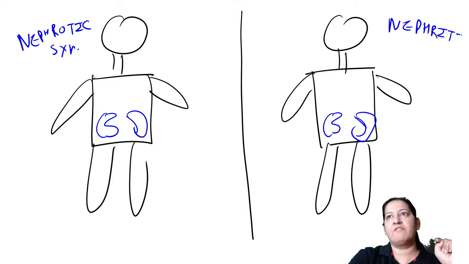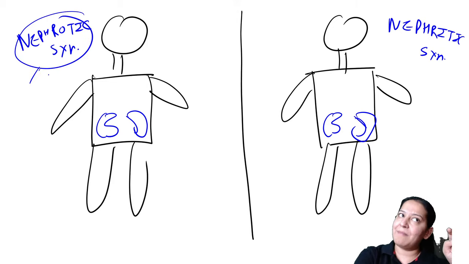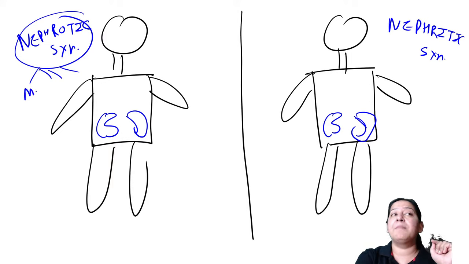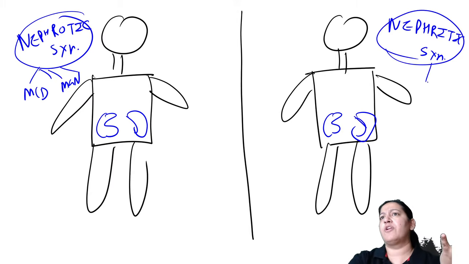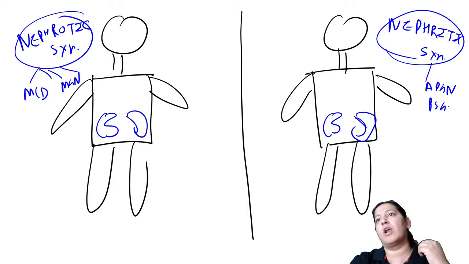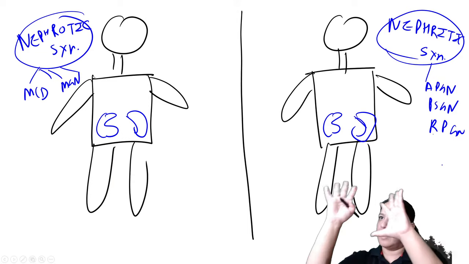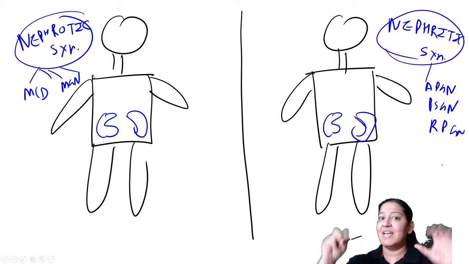You may be thinking that nephrotic syndrome is an umbrella term. It contains many types of glomerulonephritis. For example, in children it is minimal change disease. In adults it is membranous glomerulonephritis, and there are many other glomerulonephritis included under this term. In nephritic syndrome there are other glomerulonephritis: APGN, acute proliferative glomerulonephritis, post streptococcal glomerulonephritis, RPGN, rapidly progressive glomerulonephritis. So all these are included under one term. Nephritic and nephrotic syndrome is not one disease. It is a cluster of diseases. It is an umbrella term.